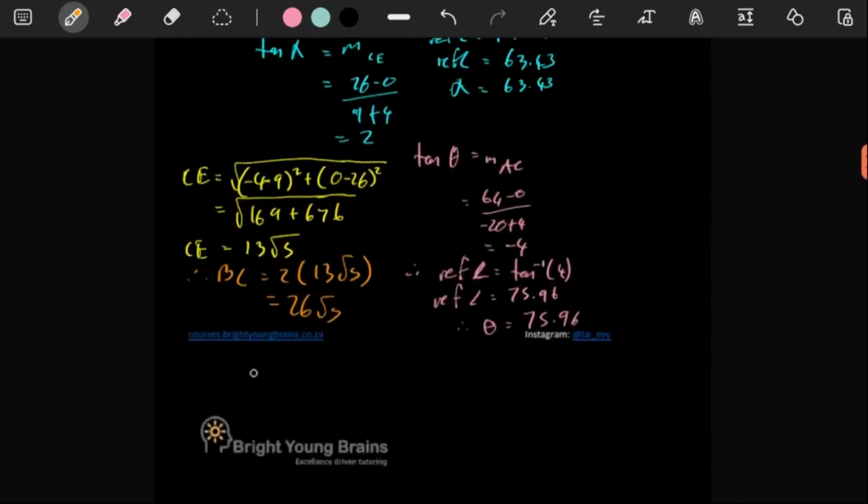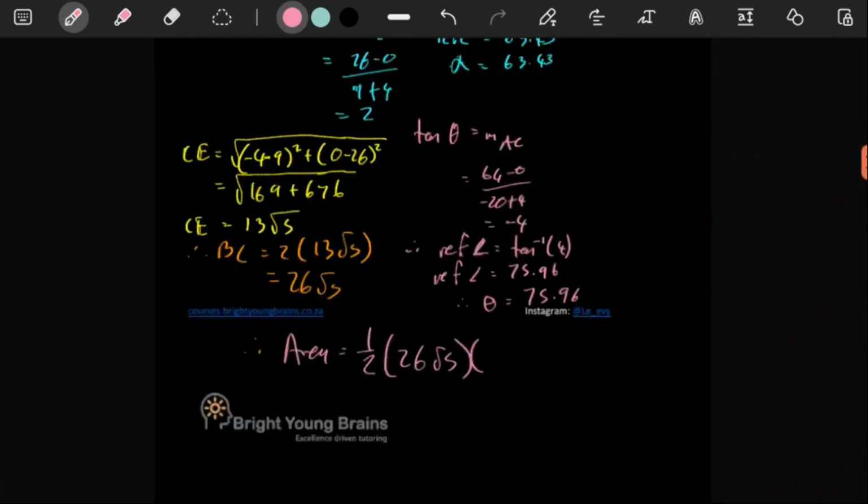So with all this being done, we can say therefore the area is going to be a half. One side here is 26 square root of 5. The other side is 16 square root of 17.